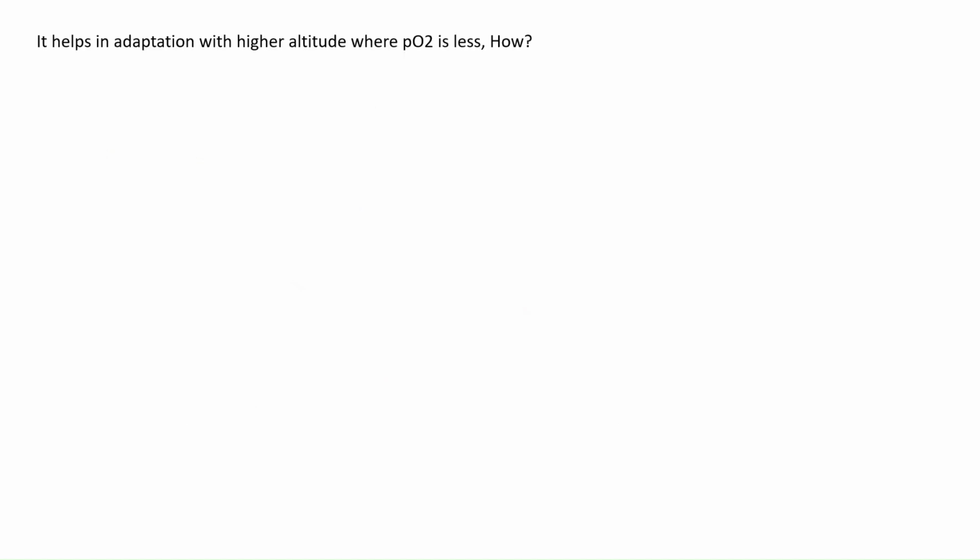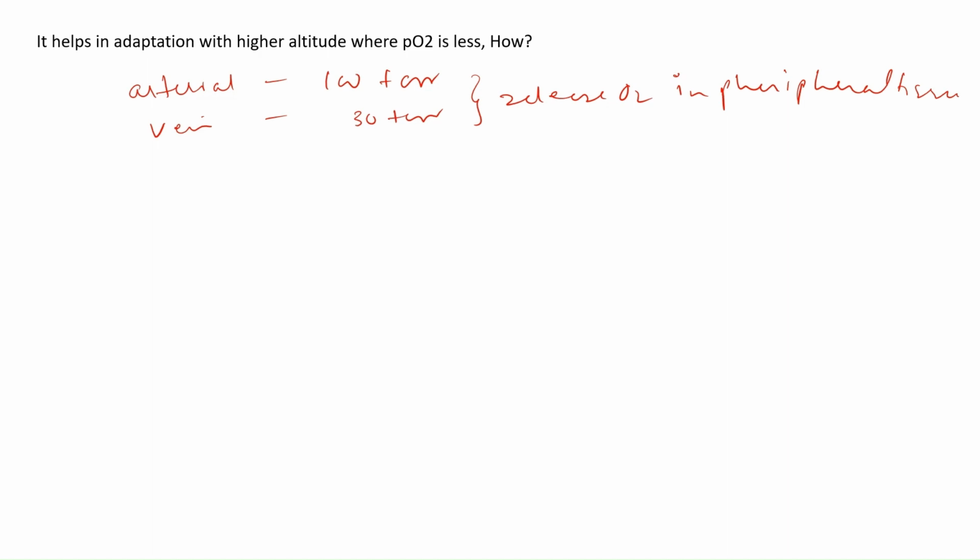Now this BPG also helps in adaptation with higher altitude where oxygen concentration is less. How? As we already studied, the partial pressure in arterial blood is 100 torr and in venous blood is 30 torr. Now, this difference is needed to release oxygen in peripheral tissues. Now, at higher altitude, where oxygen concentration is less, this arterial pressure won't remain 100 torr. It will reduce. So, when it will reduce, this difference will also reduce. And because of this, the release of oxygen in tissue will become difficult.